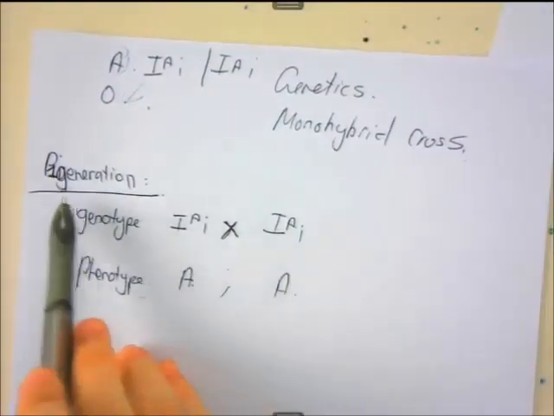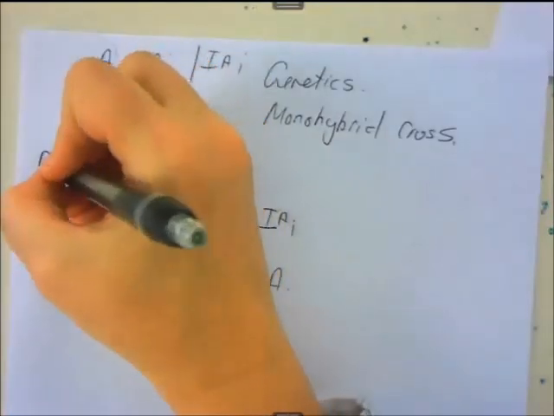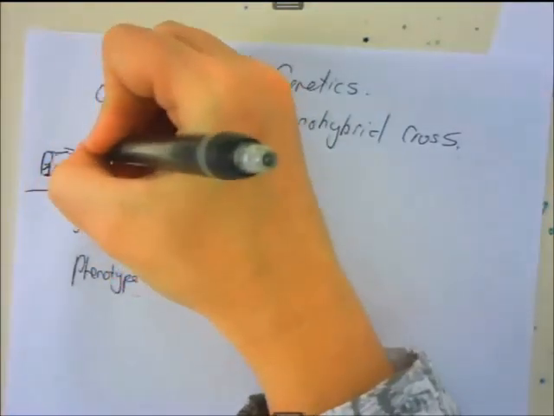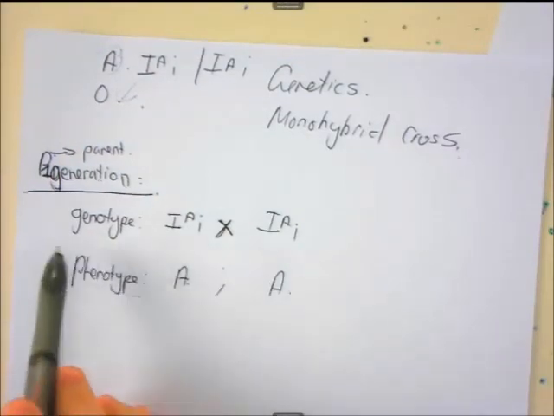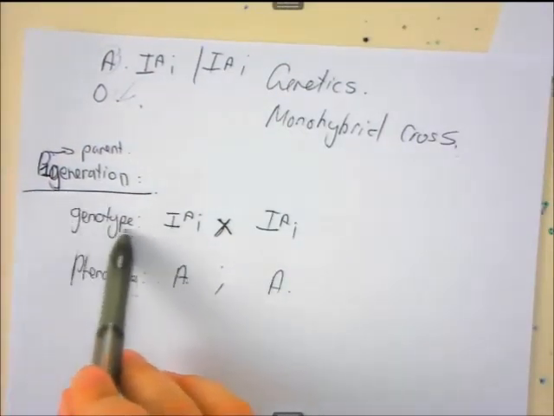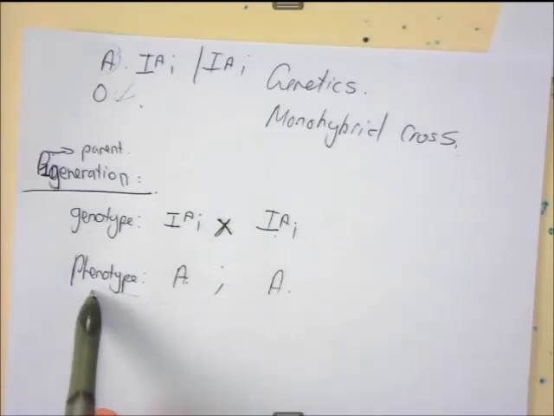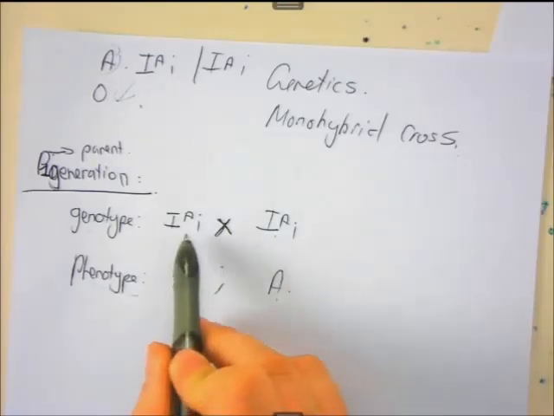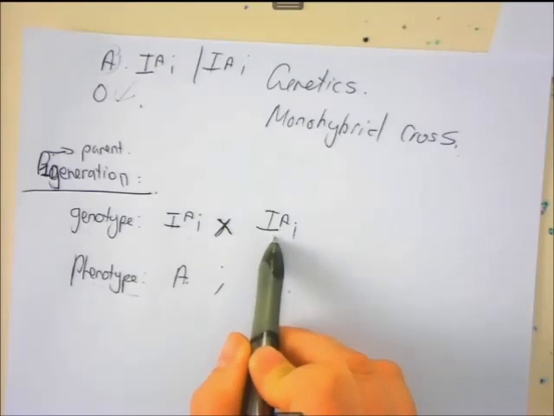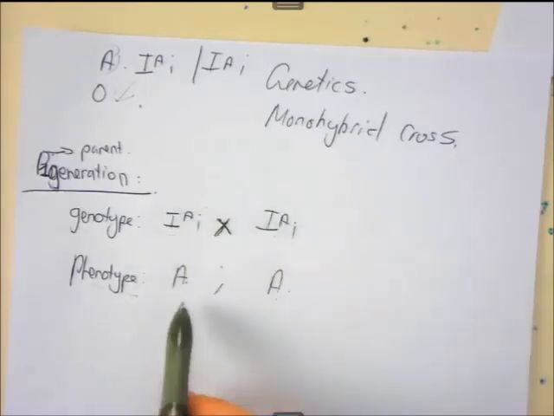So the first thing you have to tell me is about the P1 generation. That means the parent generation. And the first things you're going to tell me are the genotypes of these parents as well as the phenotypes of these parents, which in this case happens to be the same. The genotype is heterozygous and it codes for the same thing, and the phenotype is the same. Both have blood group A.